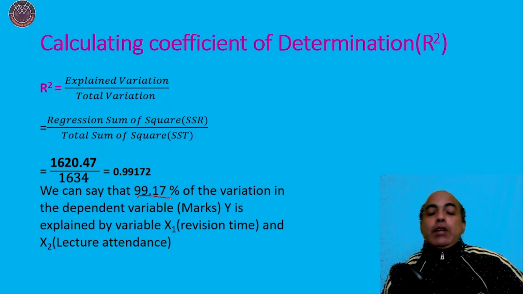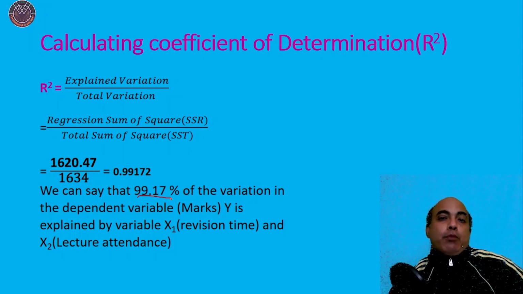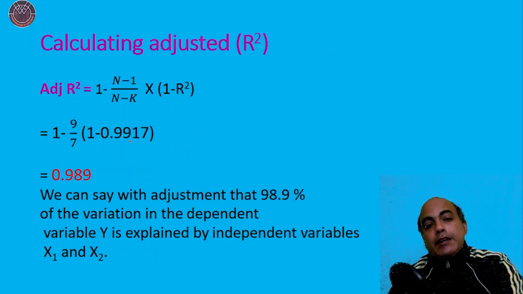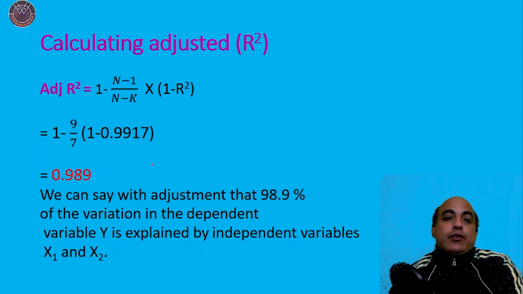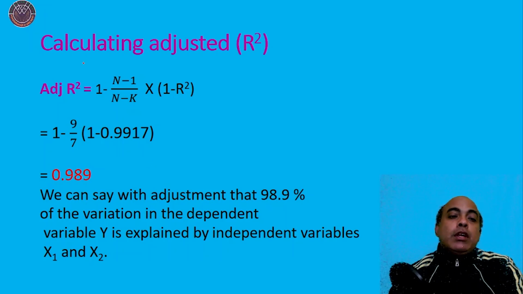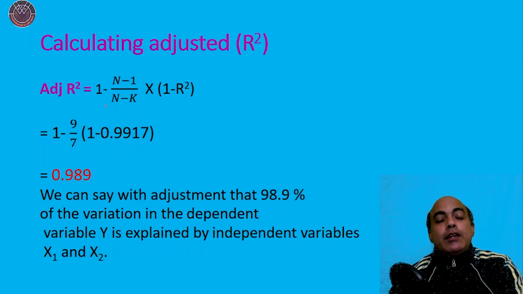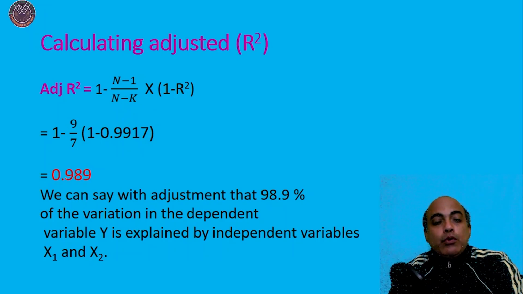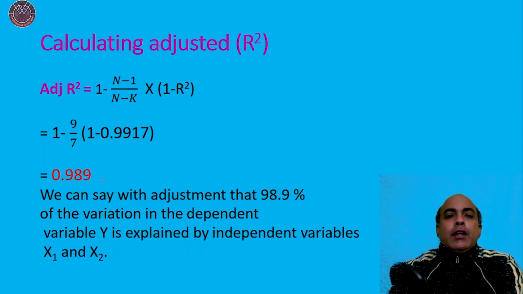But as I told you, because multiple independent variables are involved here, we have to calculate the adjusted R square value, so that we can check if our model is overfitted or not, or if our model can be generalized to the population or not. We will use this formula for adjusted R square. I have already explained all these symbols and notation. What is the meaning of n? What is the meaning of k? So we have got the value as 0.989. So it is very close to our actual R square value.